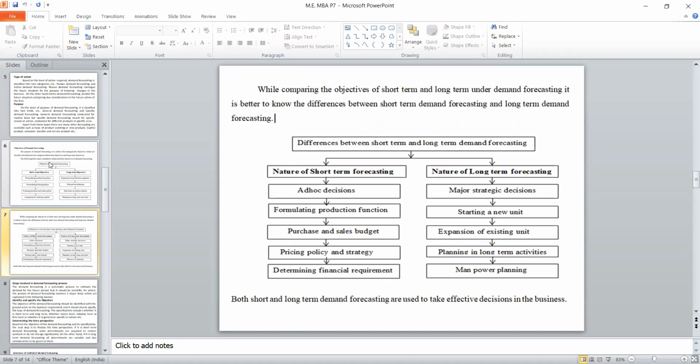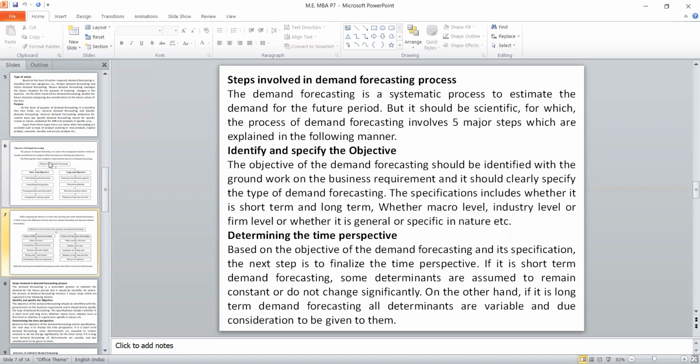So sometimes some expert may say it is a short term, but some people may say it is a long term. For example, what will be the sale in 2021? I may say it is a short term, but some expert in that field may say it is a long term. Why? Because it is more than a year. So depending upon the situation, it will change. But we should have a basic idea what is short-term demand forecasting and long-term demand forecasting.